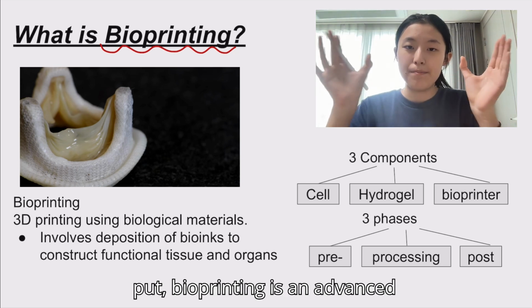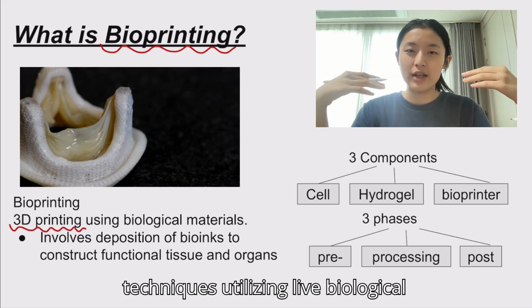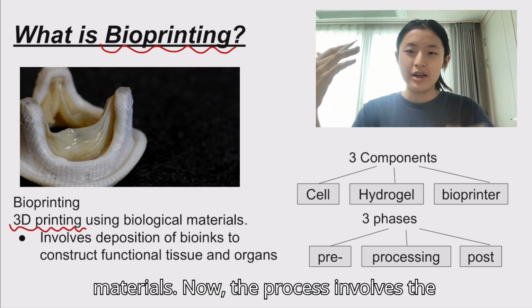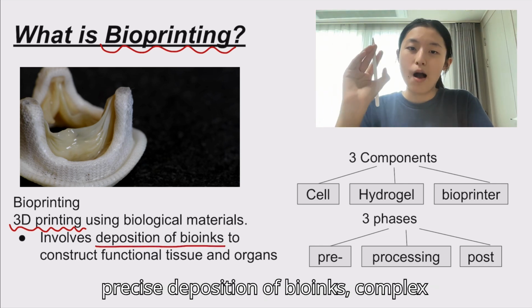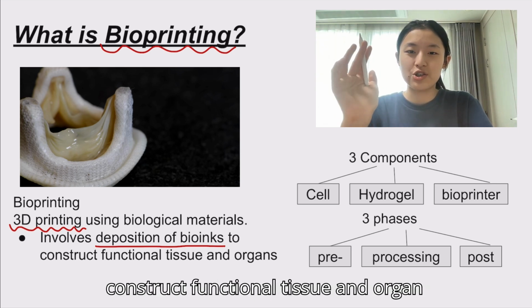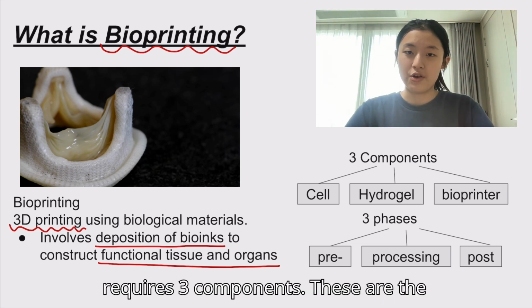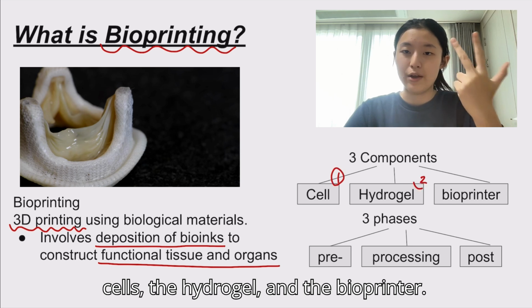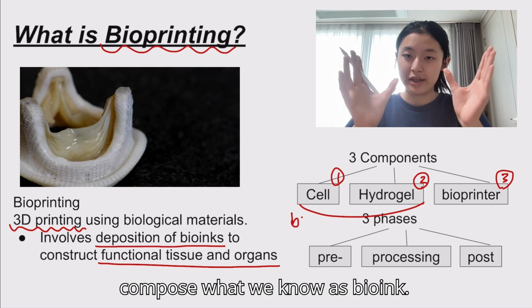Now, simply put, bioprinting is an advanced adaptation of traditional 3D printing techniques utilizing live biological materials. The process involves the precise deposition of bioinks, complex formulations containing living cells and biocompatible matrices, in order to construct functional tissue and organ structures. Bioprinting requires three components: the cells, the hydrogel, and the bioprinter. The cells in the hydrogel add up to compose what we know as bioink.